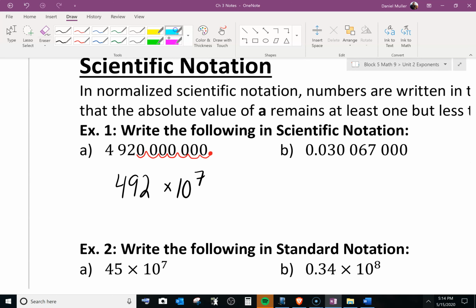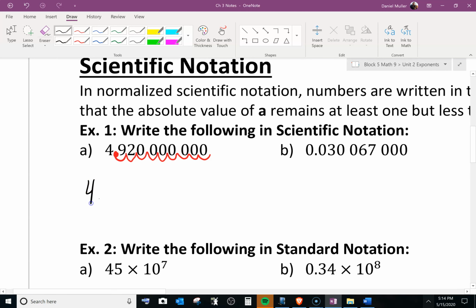But there's a problem, and that's that this number needs to be less than 10. So it can't be 492. I can't move the decimal place over 7 times. Let's try it again. 1, 2, 3, 4, 5, 6, 7, 8. If you moved it over 8 times, that would be 49. But that's still too big, so I need to move it over 1 more. Now I have a number that's 4.92.